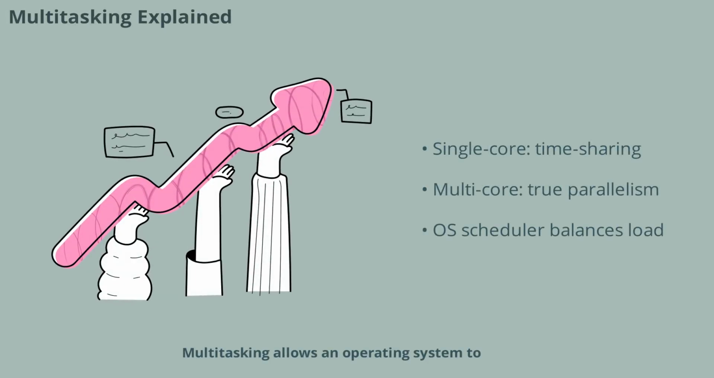Multitasking allows an operating system to run multiple processes at the same time. On single-core CPUs, this is achieved through time sharing, where the CPU rapidly switches between tasks to create the illusion of simultaneous execution. On multi-core CPUs, true parallel execution is possible, with tasks distributed across different cores. The operating system scheduler manages this balancing act, ensuring efficient and responsive system performance.